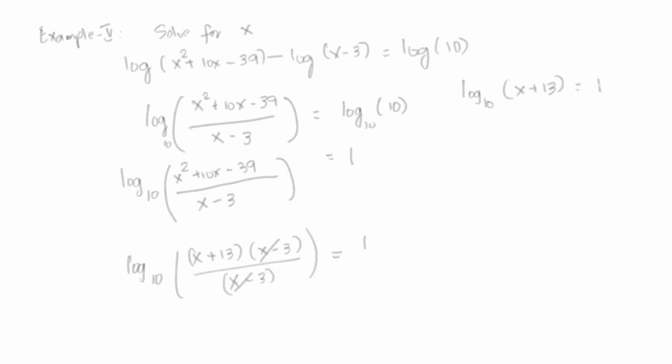I see a log base 10 here, so I raise to the power of 10 on both sides. So the log base 10 and 10 would get cancelled. So you have x plus 13 equals 10, and x would be equal to 10 minus 13, which would mean x is equal to negative 3.